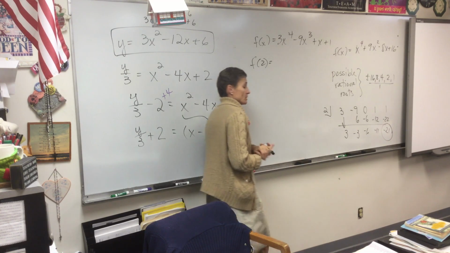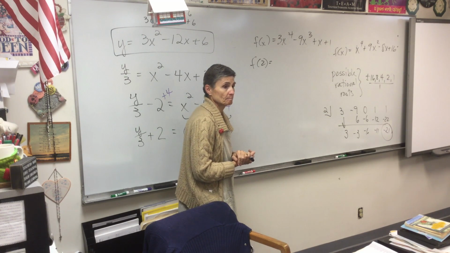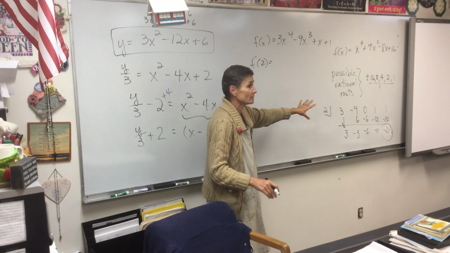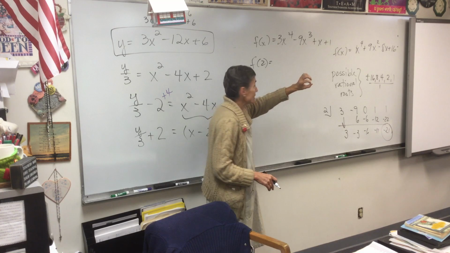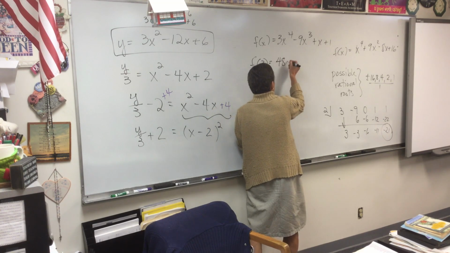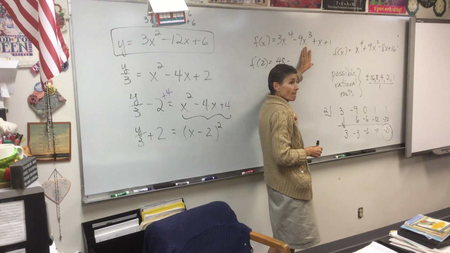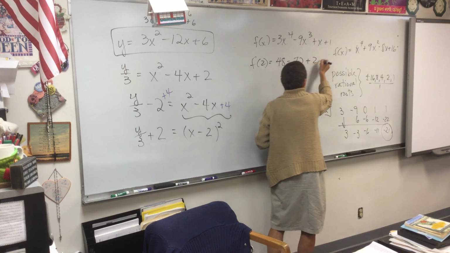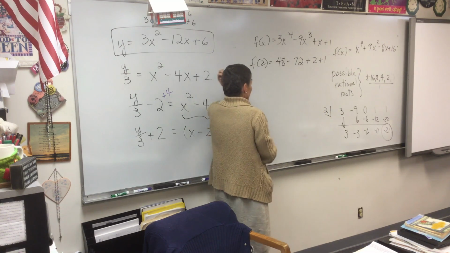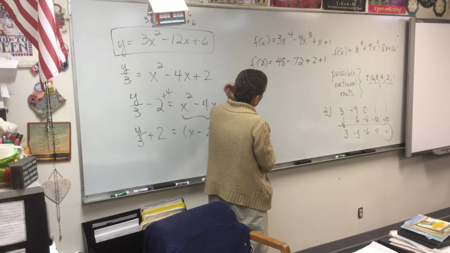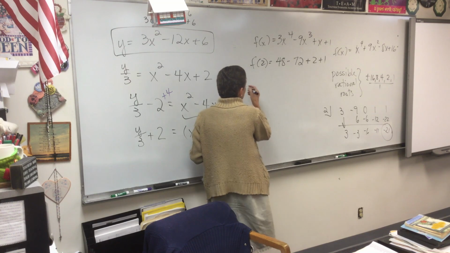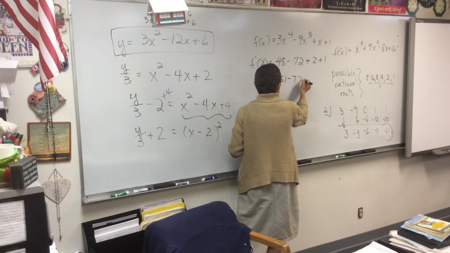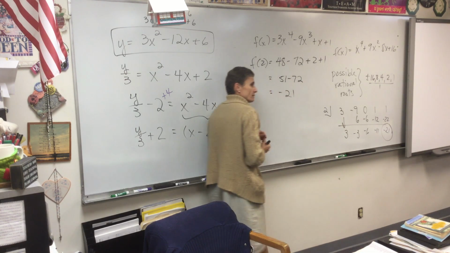All right, anybody know what 2 to the 4th is? I'm plugging 2 into my problem. What's 2 to the 4th? 16 times 3 is 48. What's 2 cubed? 8 times 9, 72. Plus 2 plus 1. All right, so now I'm going to add all this up. 48, 49, 50. Oh my gosh. When I add it all up, I get negative 21.